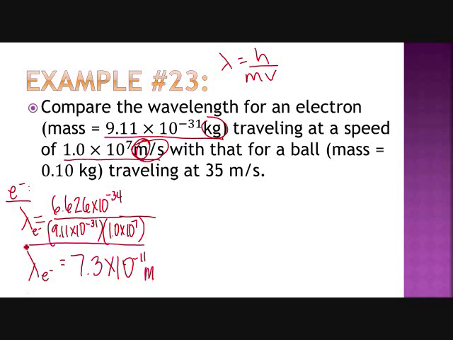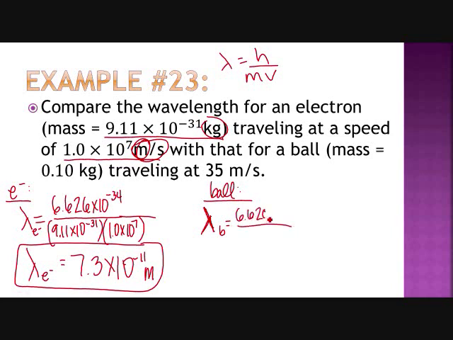Okay, so now we're going to do the same exact thing, but plug in the information about the ball. For the ball, I'm just going to write the wavelength as lambda for the ball. We'll still use the same constant, 6.626 times 10 to the negative 34. The mass of the ball is 0.10 kilograms, which is about 100 grams, and the velocity is 35 meters per second.